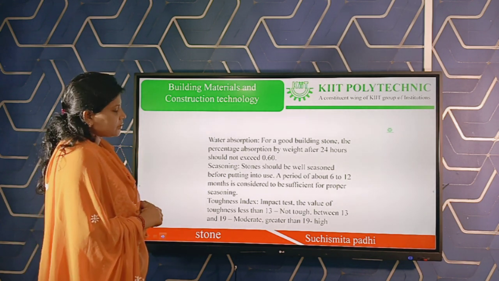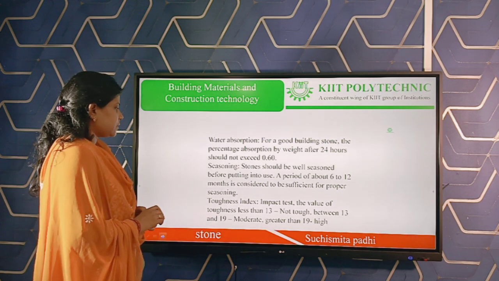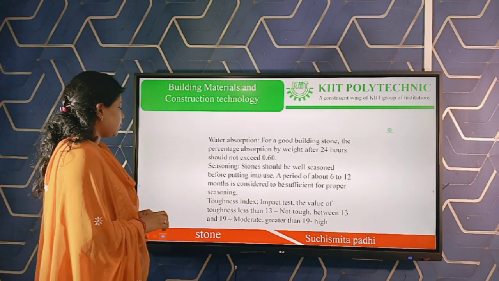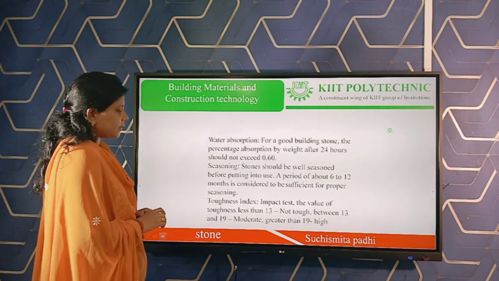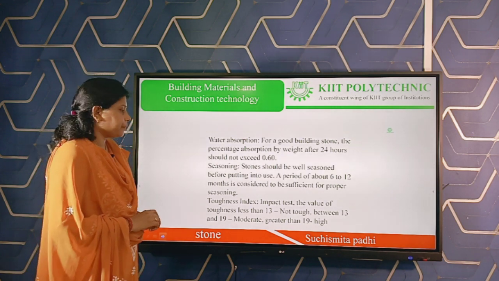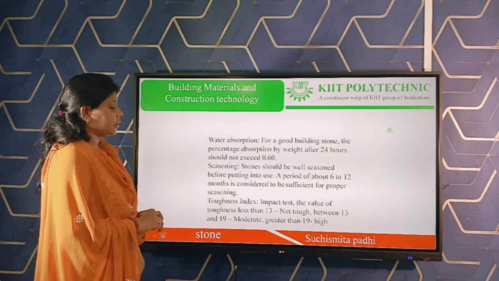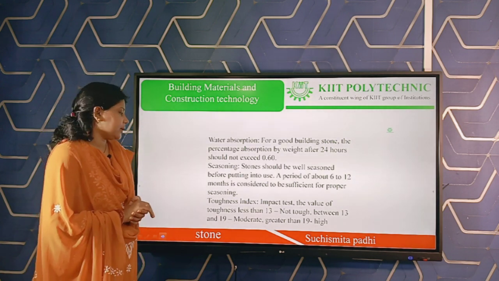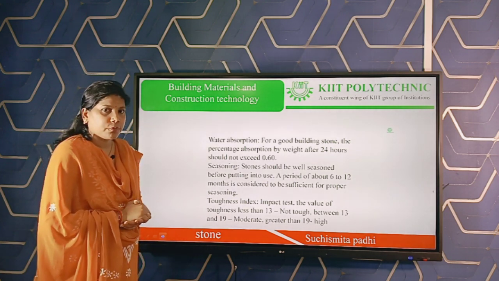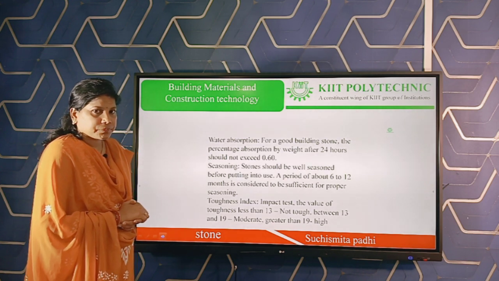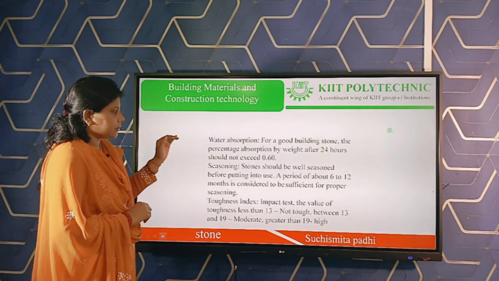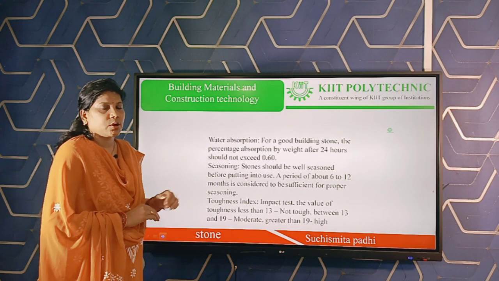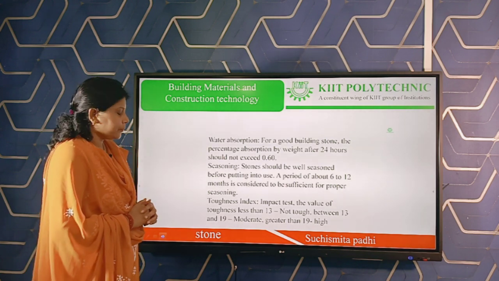Then is the toughness index. If the impact test value is less than 13, then that is not tough. If it is between 13 to 19, that is moderately tough. If it is greater than 19, then that is highly tough. So these are the characteristics or qualities of good building stone.